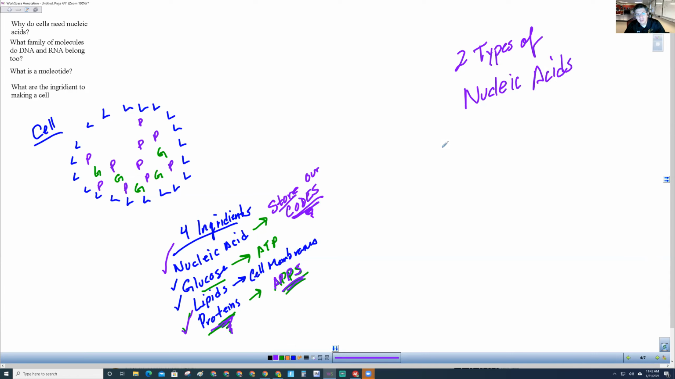Okay, we learned about two types of nucleic acids. What are those two types? Memory molecules. Think of nucleic acids like memory molecules. That's what they're there for, to memorize stuff, to store the codes. What are the two, Efren?